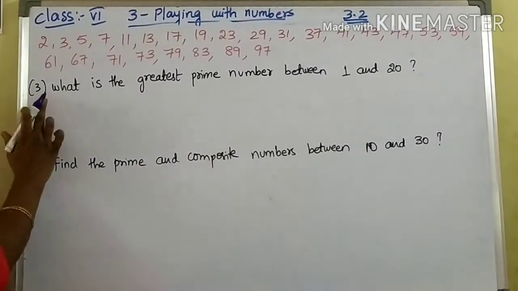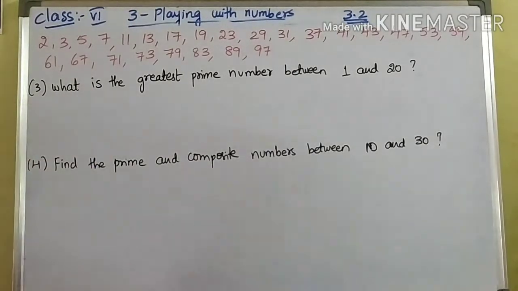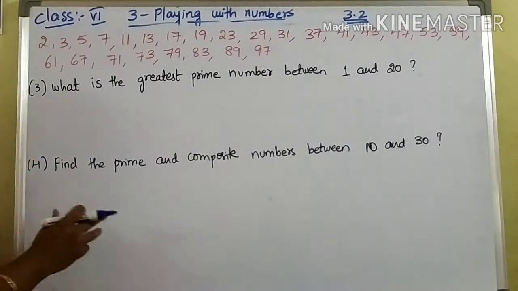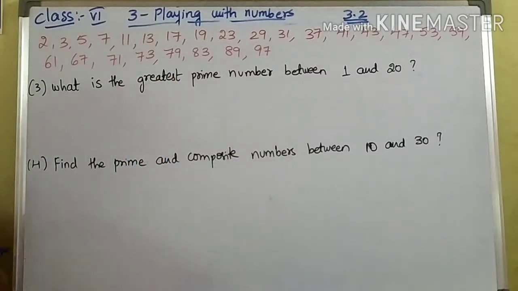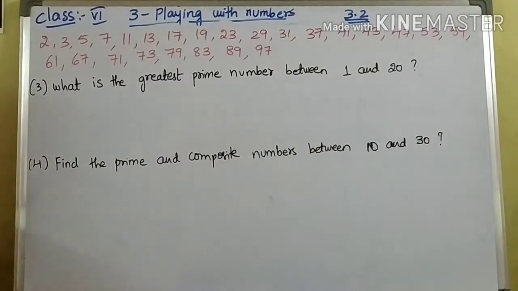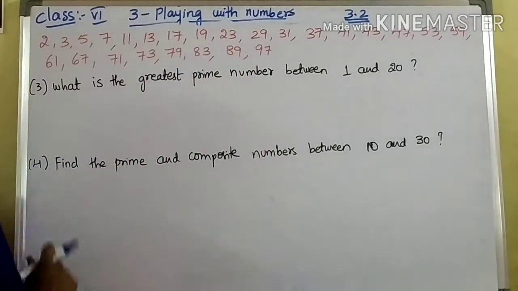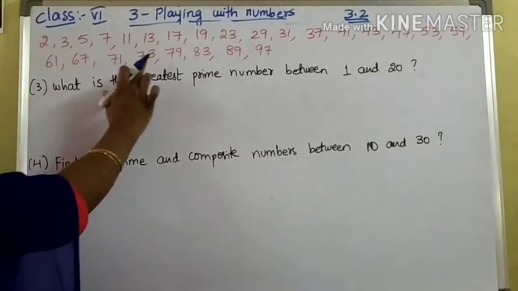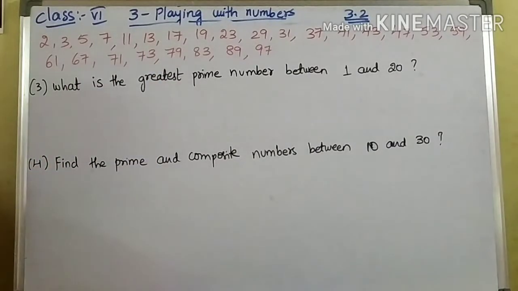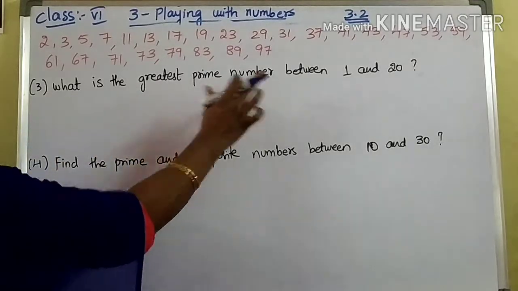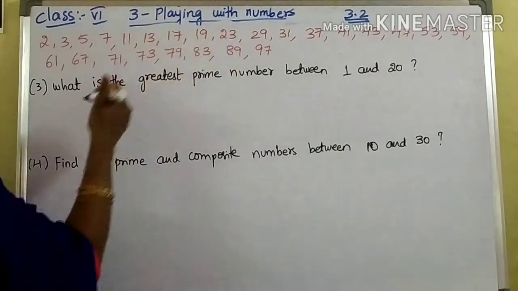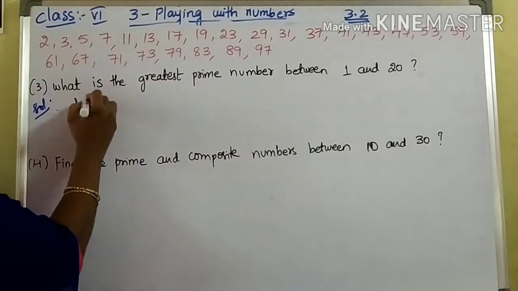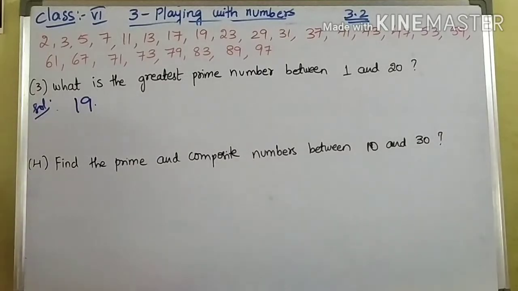Next, coming to third question, what is the greatest prime number between 1 and 20? Before doing this sum, you should be very perfect in prime numbers between 1 and 100. There are 25 prime numbers between 1 and 100, children. You should be perfect in these 25 prime numbers. Now what is the greatest prime number between 1 and 20? Here this is up to 20. So which is the greatest prime number here? 19. 19 is the greatest prime number between 1 and 20.